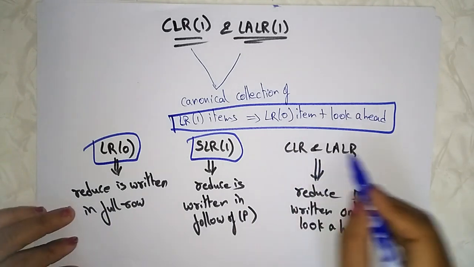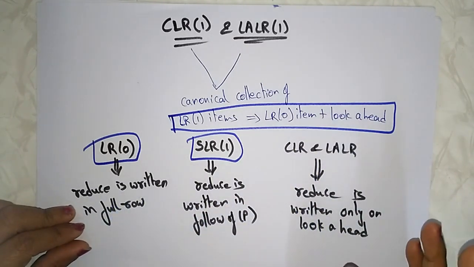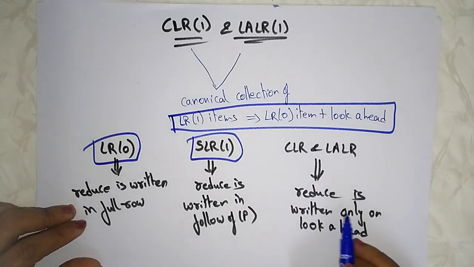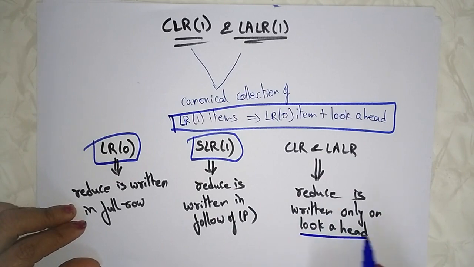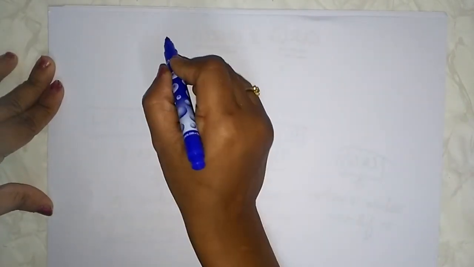Now let's see the CLR and LALR. Here the difference is only in the construction of the table. In that construction, only the reduce is the main difference. Reduce is written only on the look ahead items. So what are these look ahead items? Let's see how to find the look ahead items.